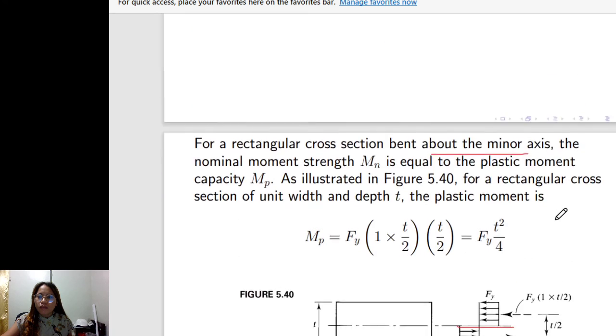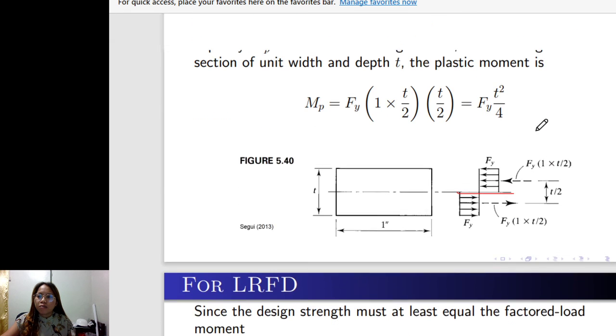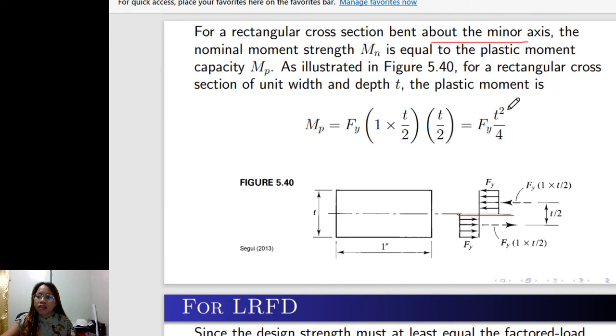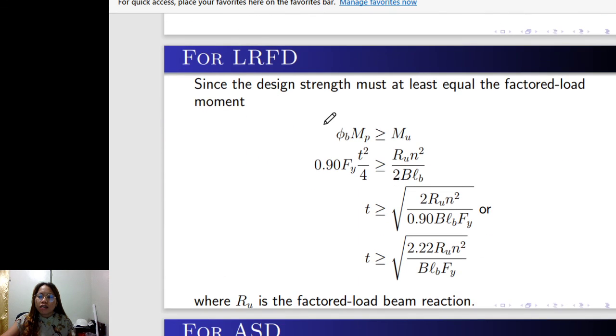For LRFD, since the design strength must at least equal the factored load moment, from this one, the plastic moment, this is actually at the design side, substitute this one in here. This is the concept of design, that the design strength must be greater than or equal to the factored load moment, or M sub U, factored load moment due to the loads, or load combination.